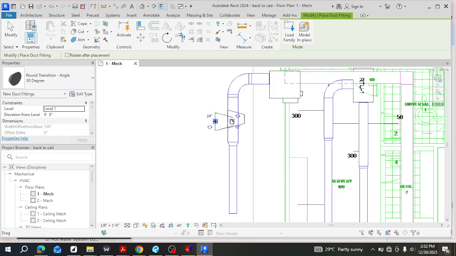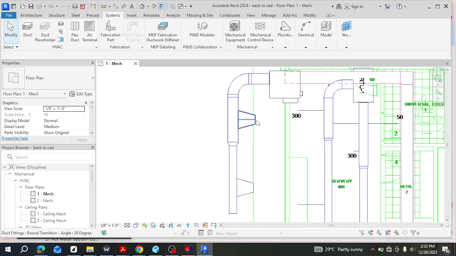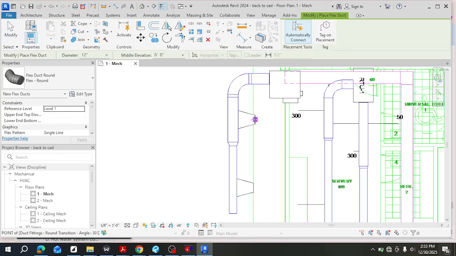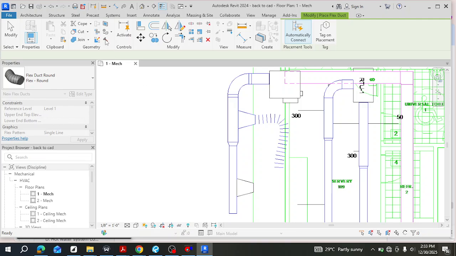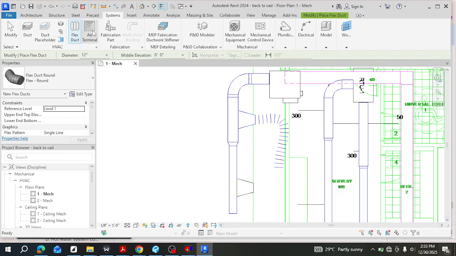Is it what we want? Let's see. Okay, this looks like it. I want to place it here. Let's place it somewhere. So place it here, right? So now press escape. Now we can connect a flexible duct there, and come out here, and then you can attach an air terminal.